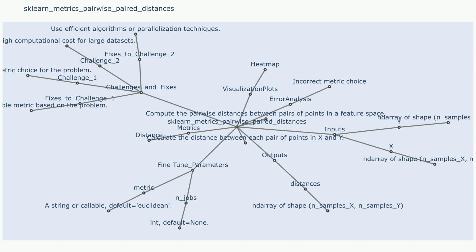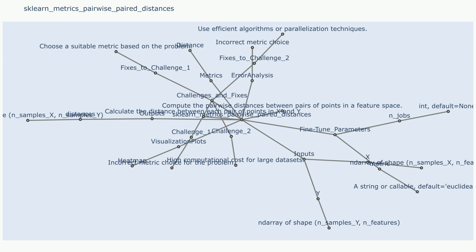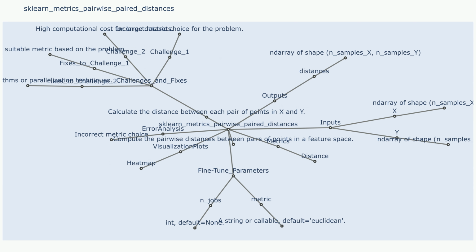Fine-tune parameters. Metric: string specifying the distance metric to use. Common options include Euclidean, Manhattan, Chebyshev, Minkowski, and others. P: integer. Only used when metric is Minkowski, controlling the order of the Minkowski distance.